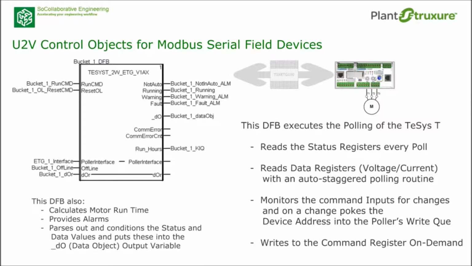These DFBs execute the polling of the TSST by reading the status registers every poll, reading data registers like voltage and current using a staggered polling routine. They monitor the command inputs for changes, and on changes poke the device address into the poller's write queue, and they write the command register on demand. This DFB also calculates motor runtime, provides alarms, parses out and conditions the status and data values, and puts these into the data object, output variable of the DFB.